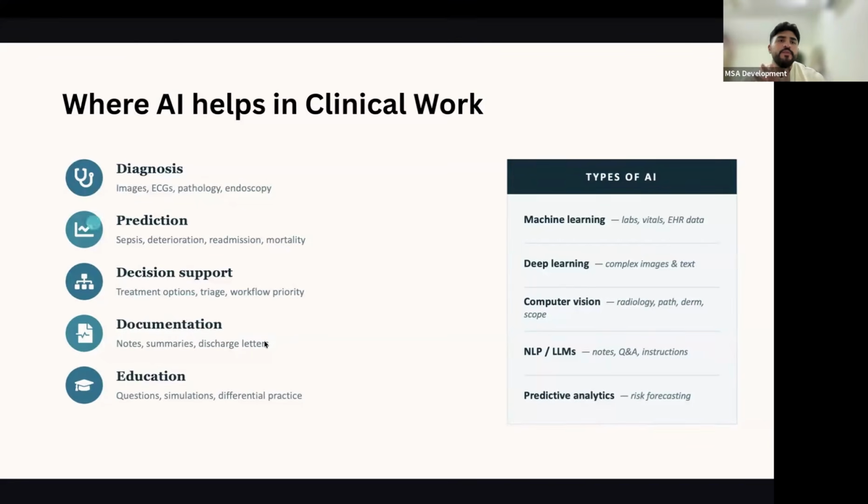So now we come to how it really helps. It helps in diagnosing, helps in predicting, and we've published a lot of papers on predicting. It also helps in decision support. Even us, these days, when we use ChatGPT, Claude, whatever, sometimes we use it in supporting our decision or explaining if our decision is right or wrong from their perspective. It helps in documentation, in writing notes, in making summaries, in writing discharge letters, and of course, education. So this is where AI really helps.